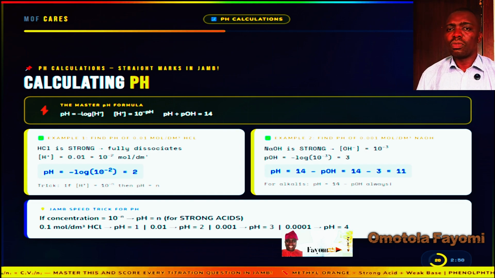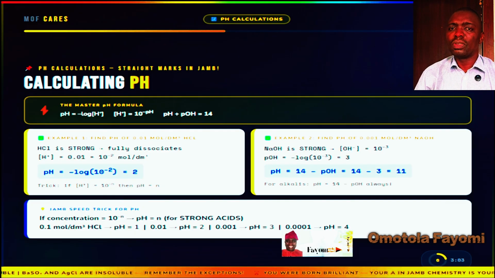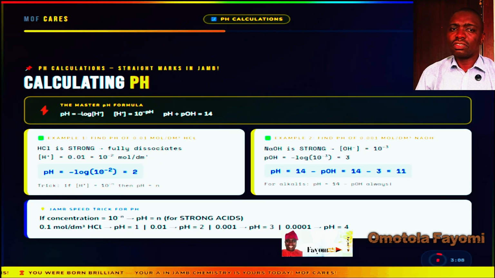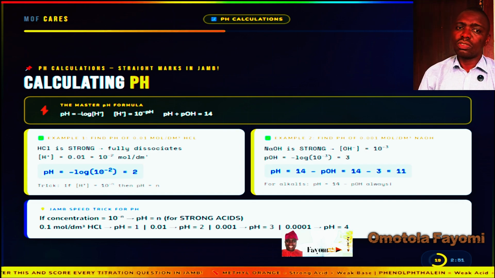n. 0.01 mole per dm cube is equal to 10 to the minus 2. So pH equals 2. Instant answer. Example 2: pH of 0.01 mole per dm cube sodium hydroxide. Sodium hydroxide is a strong base, so OH minus concentration equals 0.01, equal to 10 to the power minus 2. So pOH in this case, because the p is for OH minus, equals 2.